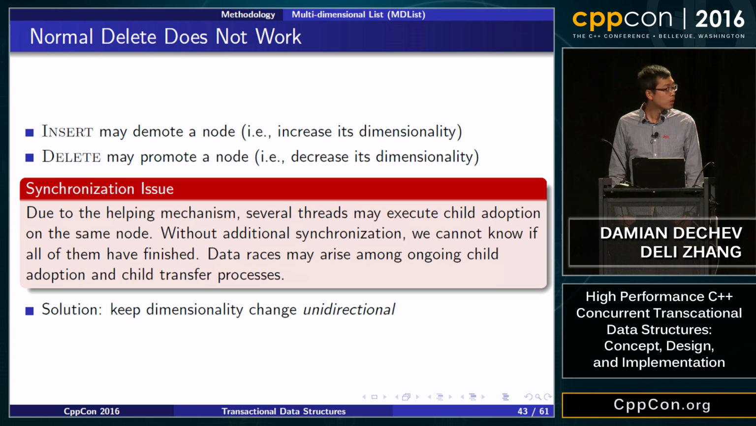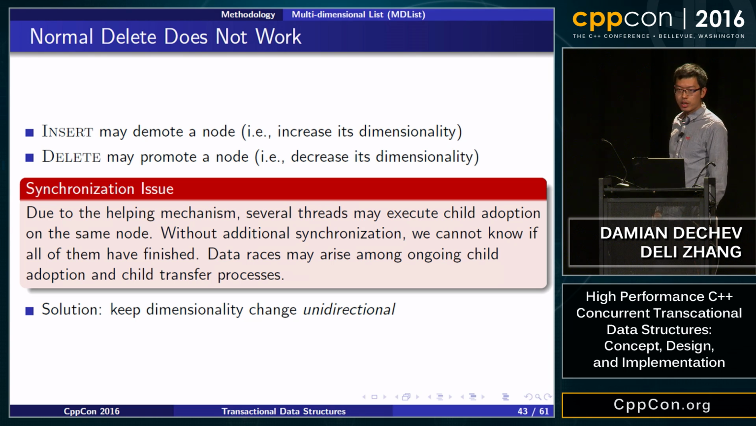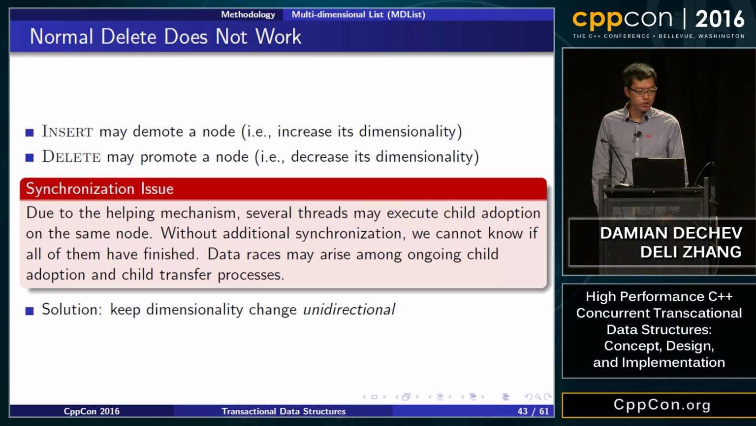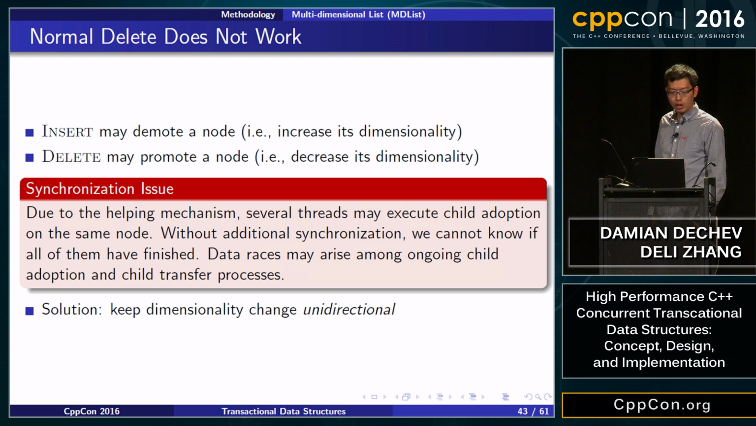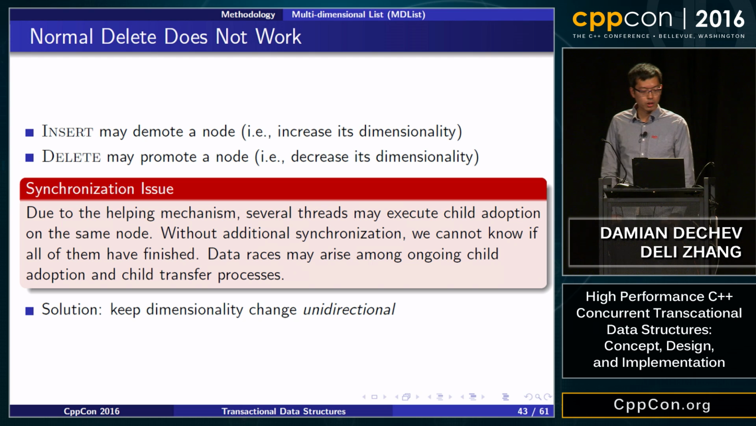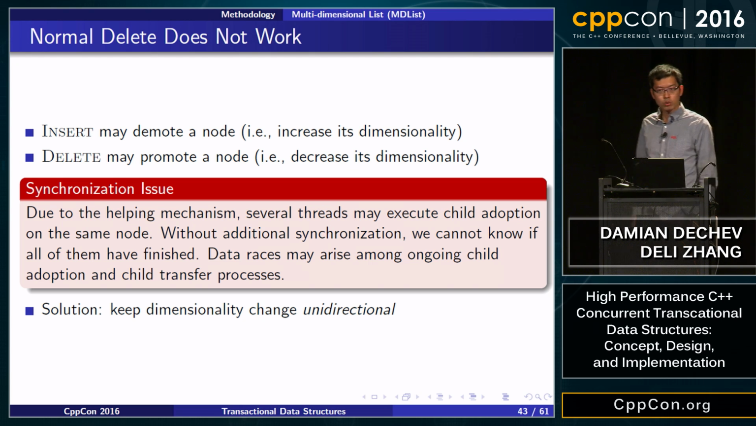Now, normally, we could delete a node from the data structure by doing the inverse work of an insert function. But this wouldn't work for a lock-free version because the insert function may promote or demote a node, which is to increase its dimensionality, and the delete function may promote a node, that is to decrease its dimensionality. So due to the helping mechanism, several threads may access the child adoption on the same node without additional synchronization. We cannot know if all of them have finished. So data races may arise among ongoing child adoption tasks and the child transfer process. The solution is to keep dimension change unidirectional.